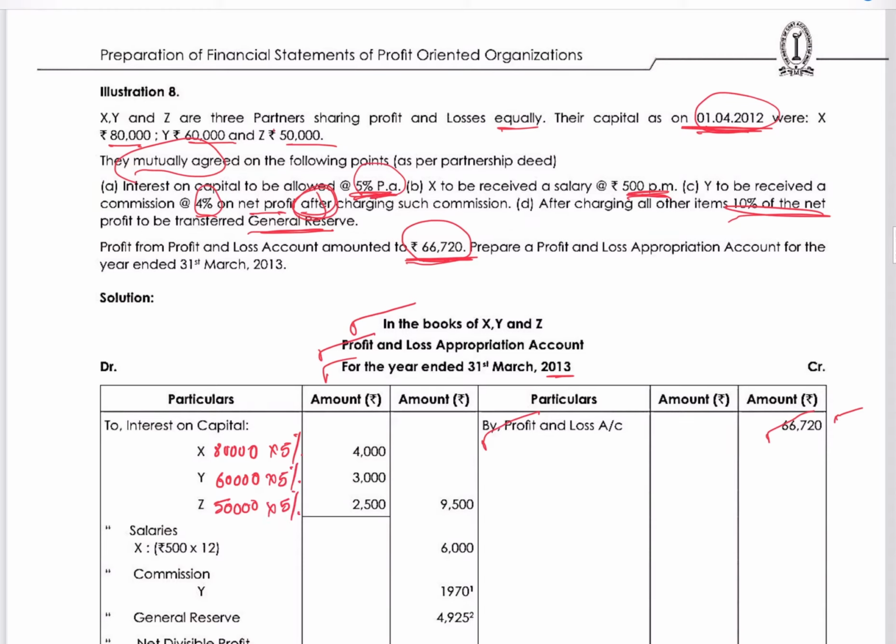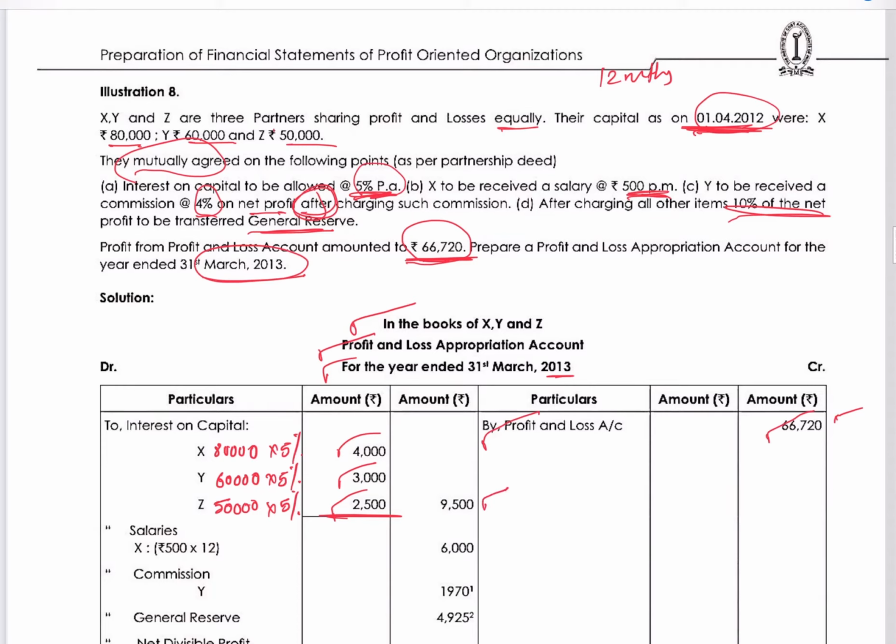The business has been running for the whole year because the capital is given on 1st April 2012 and you have to make books for 31st March 2013. So it's clear that for the whole 12 months the business has run, so the whole year's interest on capital will be given. 5% on 80,000 is 4,000, 5% on 60,000 is 3,000, 5% of 50,000 is 2,500. So we got the total interest on capital as 9,500.